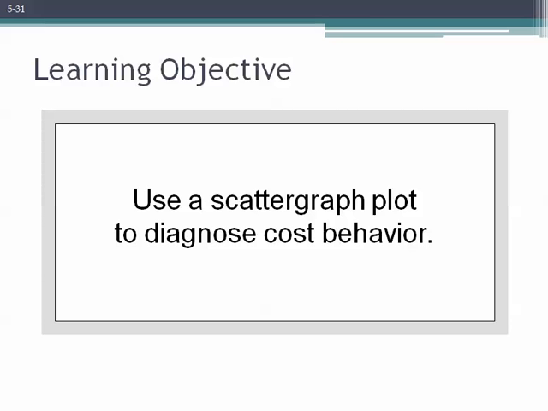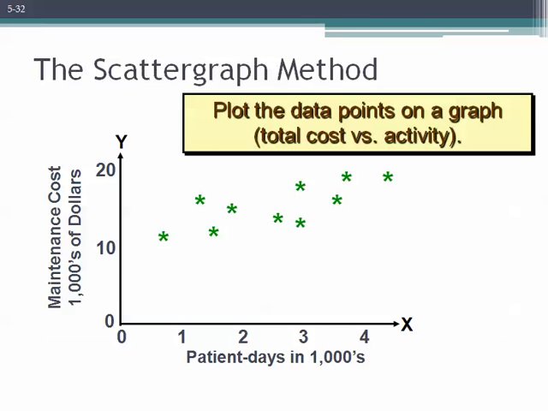Let's use a scatter graph plot to diagnose or estimate our cost behavior. The first step is to plot our data, and we're going to put our independent variable, which in this case is patient days, on the x-axis, and that's our level of activity, and we'll put our dependent variable, our cost, on the vertical axis. So again, we're going to plot our maintenance cost on the vertical axis and patient days in our hospital, which is our activity level, on the horizontal axis.